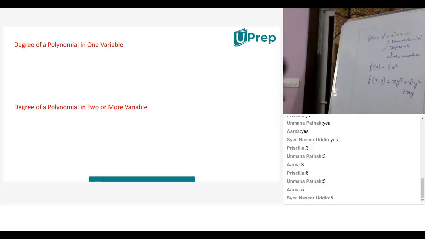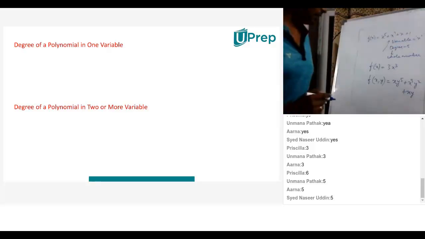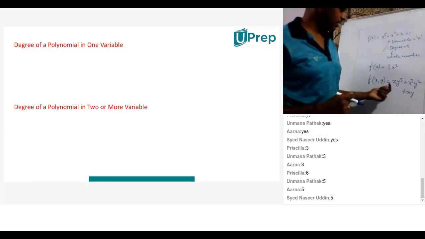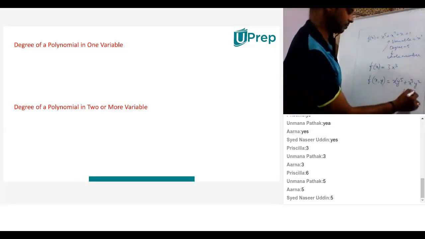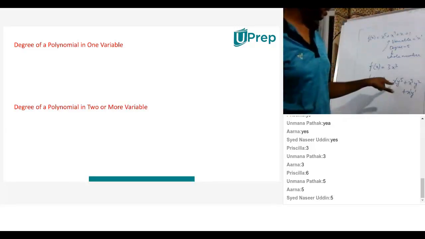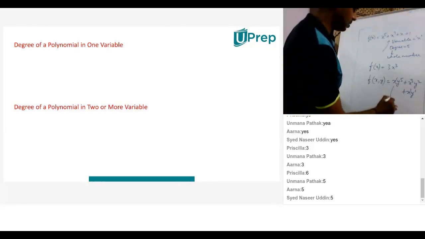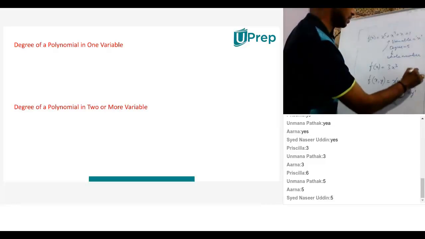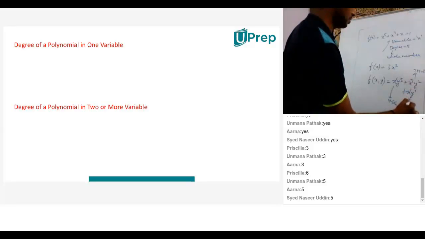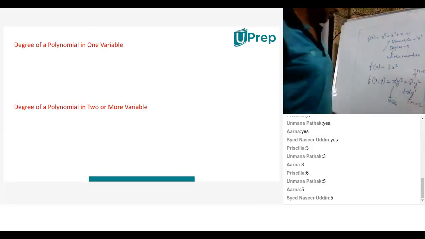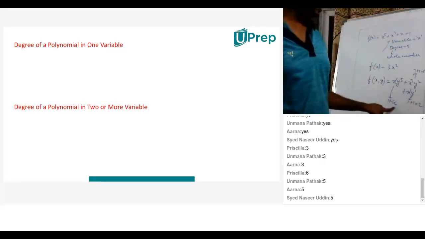Children, I think only Priscilla is correct here. The answer is 6 because whenever I give you a polynomial in two or more variables, what you do is you add the powers. Now what is happening here? For this term I have 1 plus 5, correct? This is 6. Here I get as 3 plus 2, that is 5. And here I have 1 plus 1, that is 2. So the degree of this polynomial is 6.